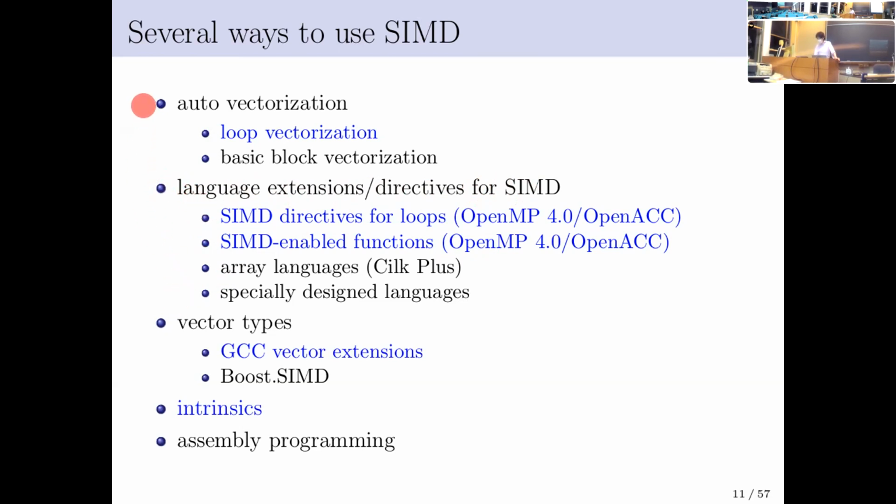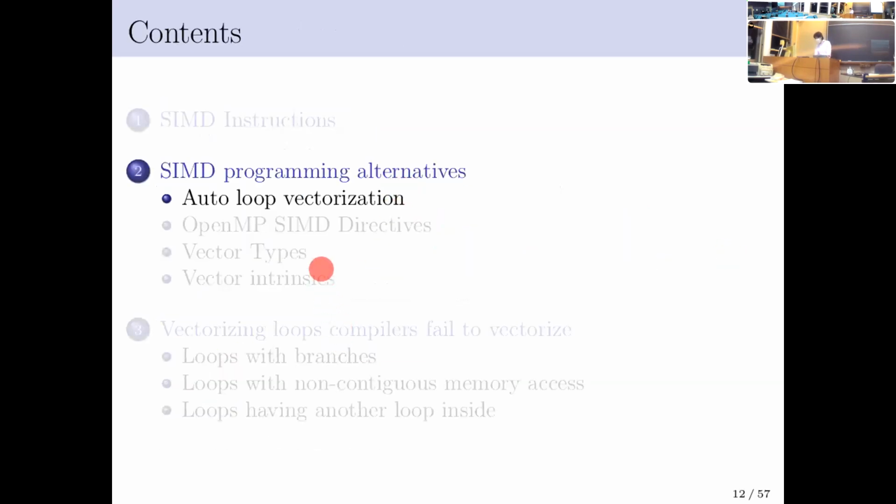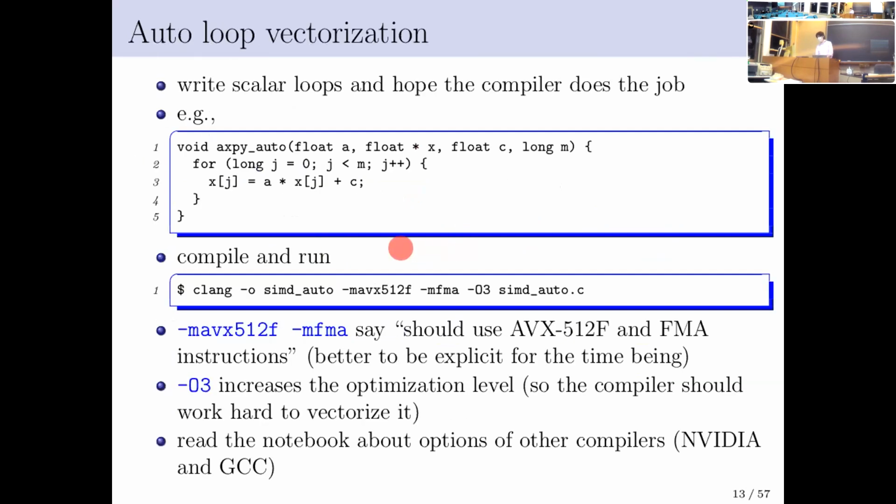And the first approach is called high-level SIMD programming, and the other three approaches, especially these two, are called low-level SIMD programming. I'll get into this in the later part of hopefully today's lecture. So first, about the high-level approach, something called auto-loop vectorization.